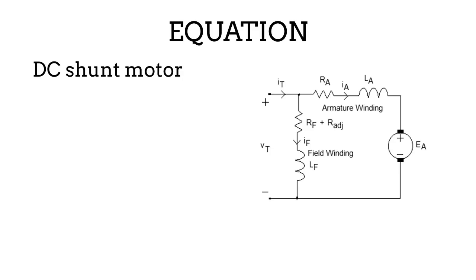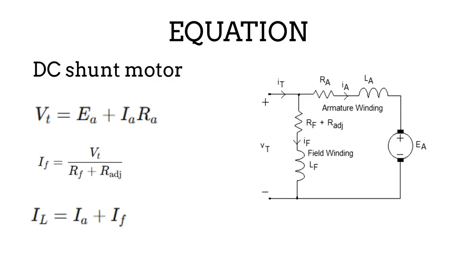Hello, today I am teaching you how to use equations and solve a problem related to DC motors. First, we will start with the DC shunt motor. The first equation is the terminal voltage, followed by the field winding current, and finally the line current.